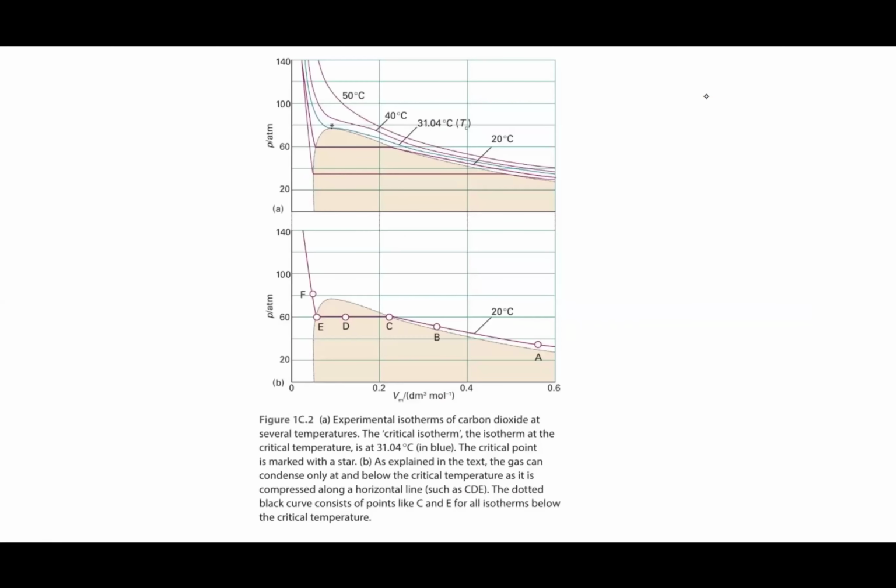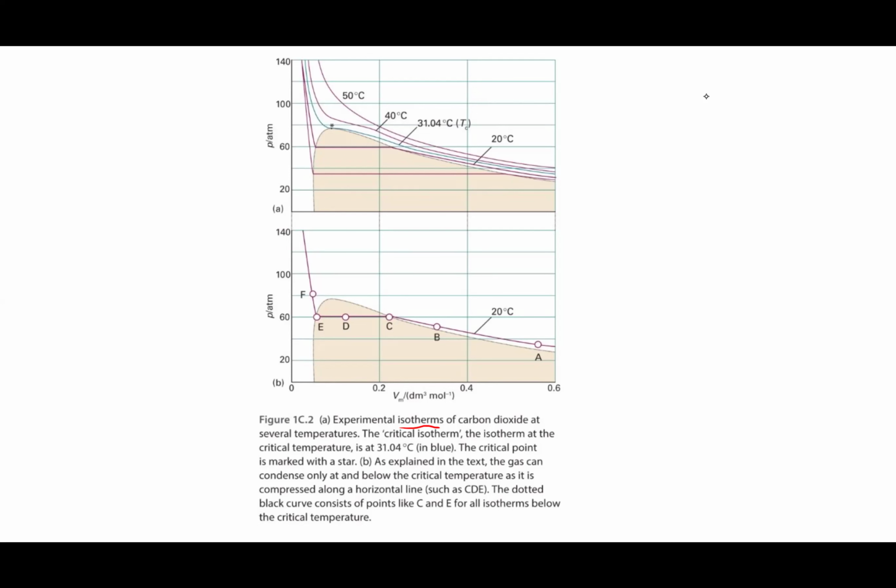All right, so if we look here, we have different isotherms on the top one for carbon dioxide at several temperatures. And so what do we see during these different isotherms? Remember, isotherm means we are keeping the same temperature. We're changing the pressure and we're changing the volume.